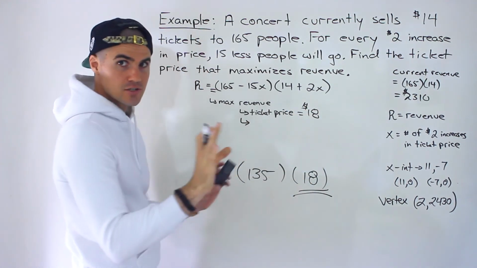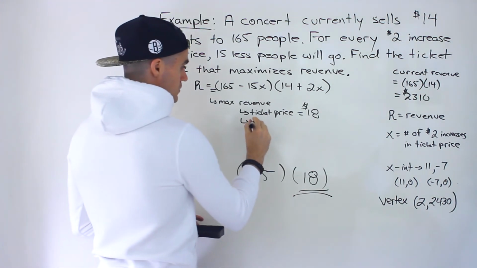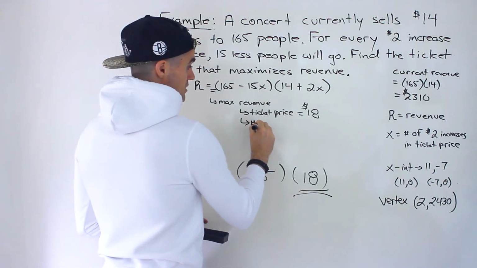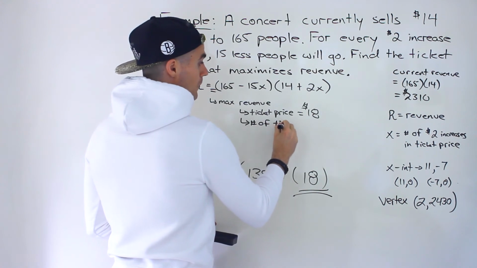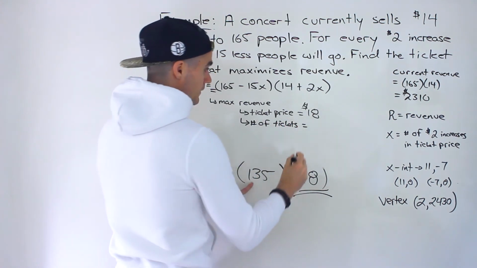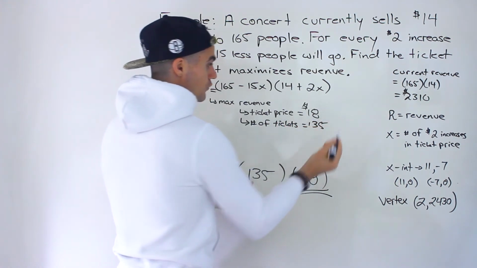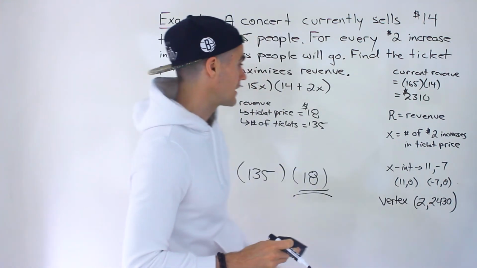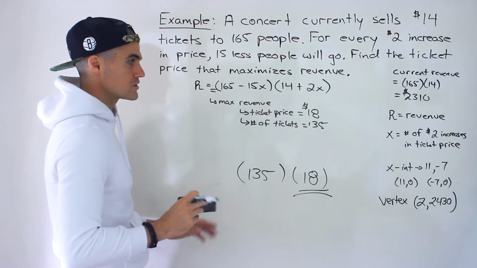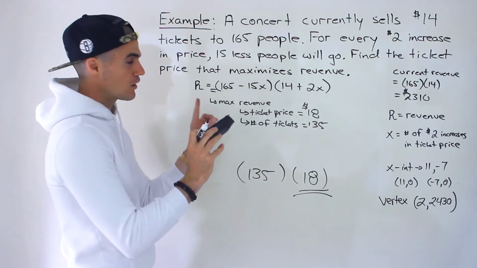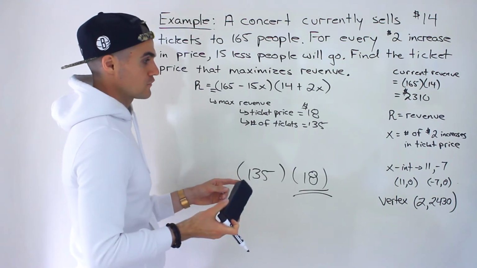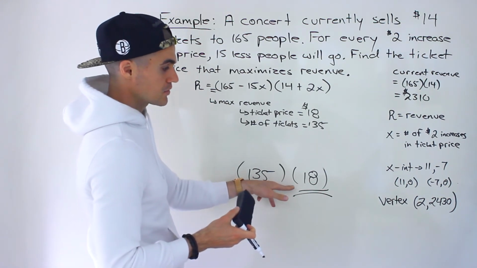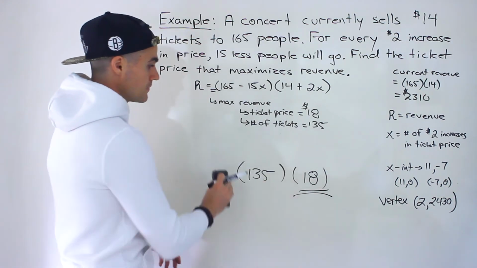But sometimes they'll ask you different things. I mentioned this in the previous video as well. Sometimes they'll ask you, what's the number of tickets sold that will maximize revenue? And so in that case, the answer would be 135. Or maybe they'll ask you, what is the maximum revenue? Well, in that case, it's going to be that 2,430. So you got to read the questions very carefully with what they're asking for. All right, but in this particular case, the answer is actually 18.